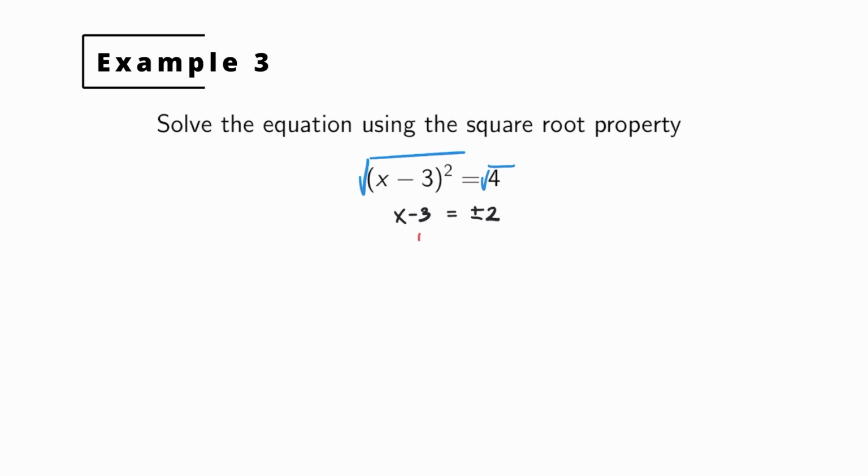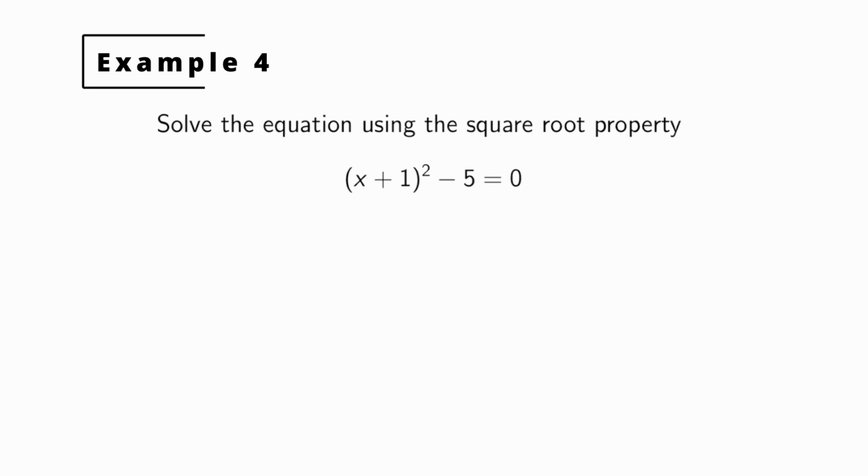We add 3 to both sides, and then we arrive at x is going to be 3 plus or minus 2, which means x can be 3 plus 2, which is 5, or x can be 3 minus 2, which is 1. Now you want to check your work. If you plug in 5, you'll get 5 minus 3 squared. That is 2 squared, which is 4. If you plug in 1, you'll get 1 minus 3 squared, which is negative 2 squared. That is also 4. And that's it.